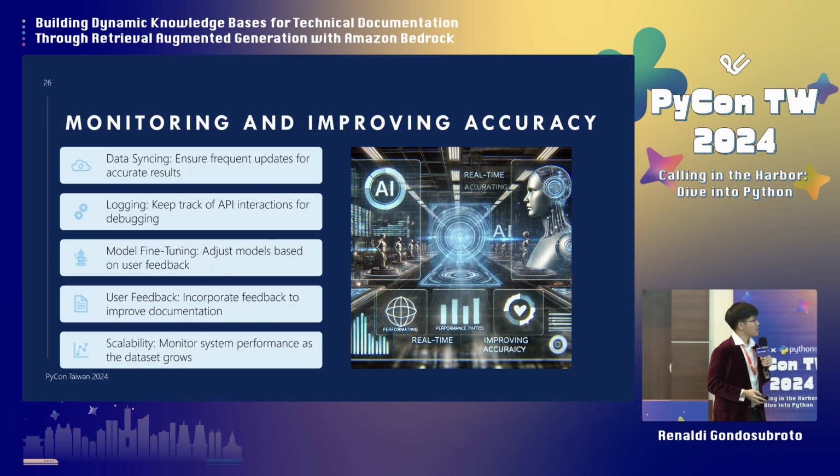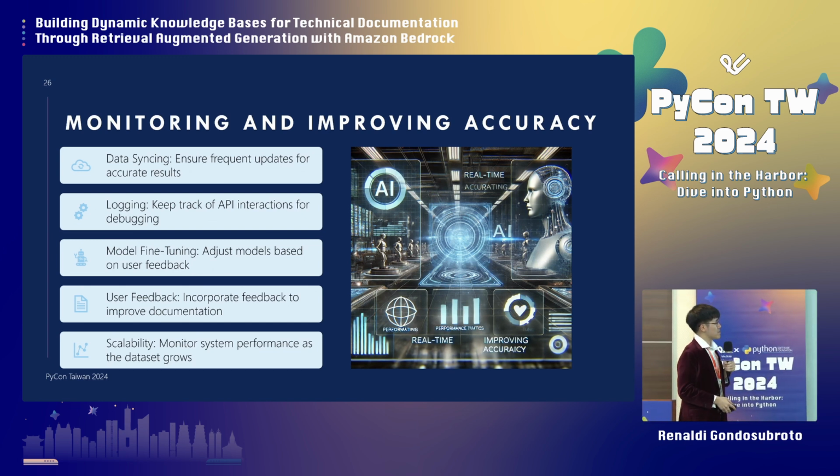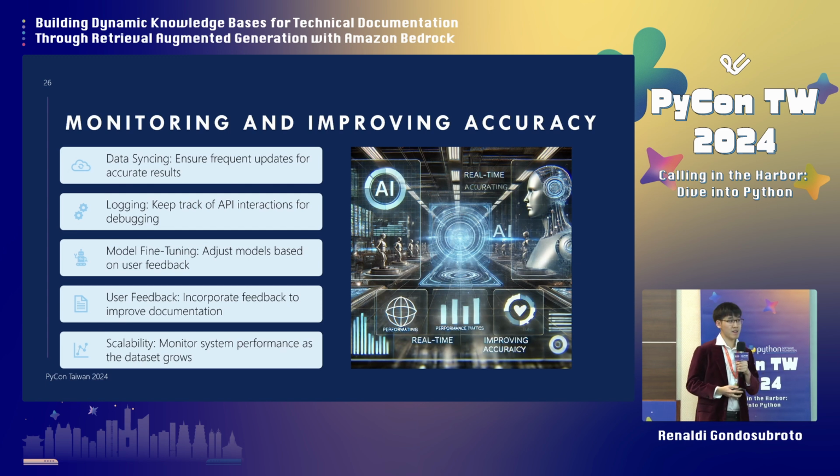So in monitoring and improving accuracy, as mentioned before, it's something we need to continuously look at. We need to ensure that data syncing is done properly. We need to ensure that we are logging different things properly too, keeping track of how the API interactions are currently taking place, because we want to make sure that the API interactions are appropriate, and we want to make sure that people are asking the right questions.